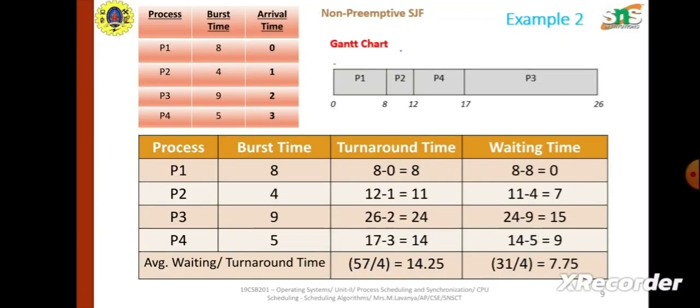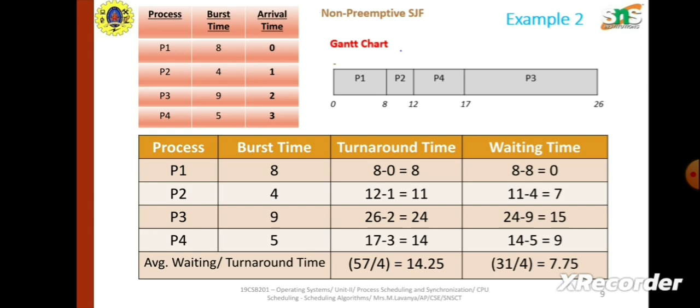This is the same problem in non-preemptive SJF. As I said, even though a lower burst time process arrives while the longest burst time process is executing, it won't get preempted. After completion of this process only, the next arriving process will be allocated for its execution.